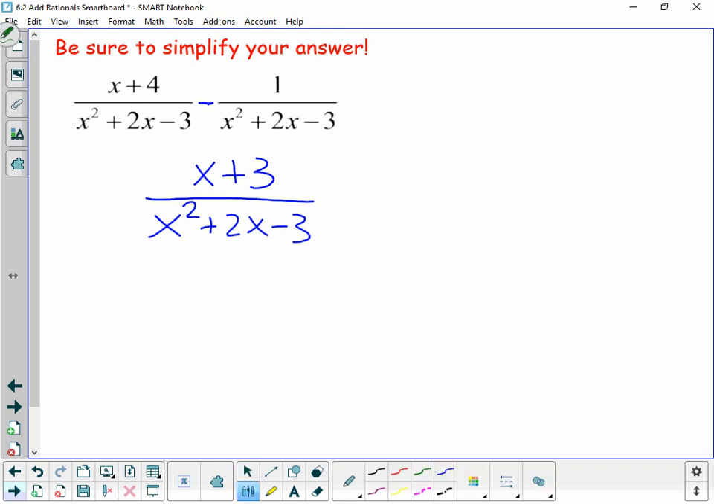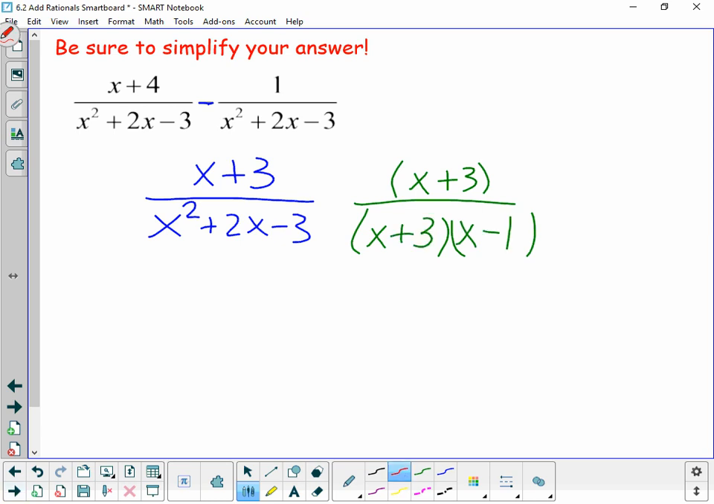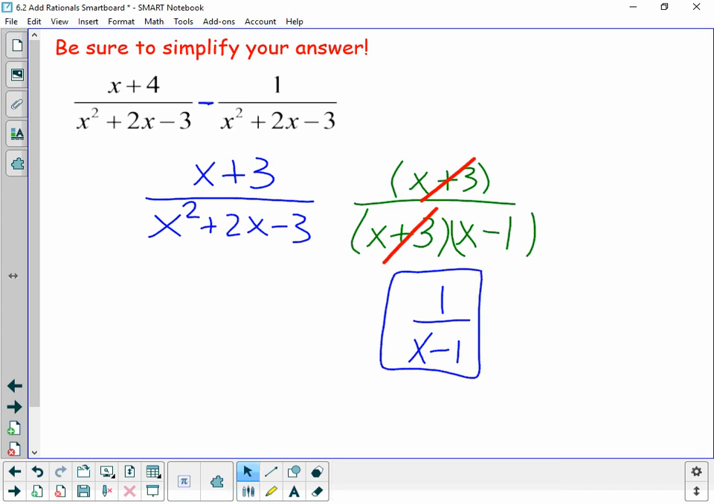Now it turns out this one does simplify a little bit. In the numerator we have x plus 3. In the denominator, if we factor that, we have x plus 3 and x minus 1. So one of those factors of x plus 3 can be reduced. So our final answer would be 1 over x minus 1.